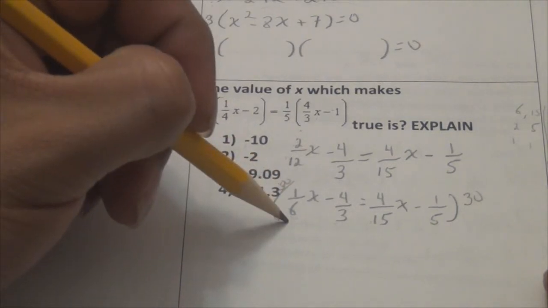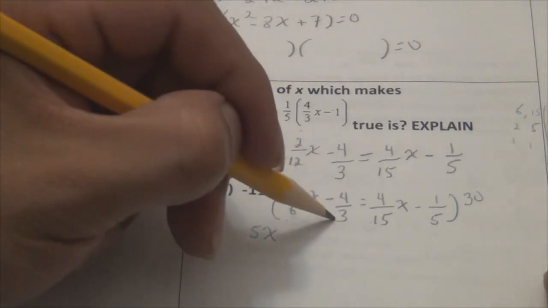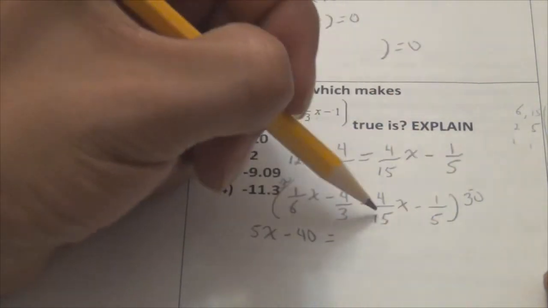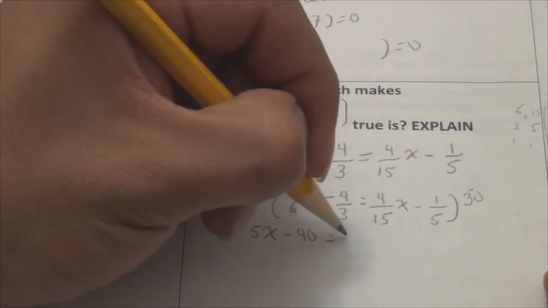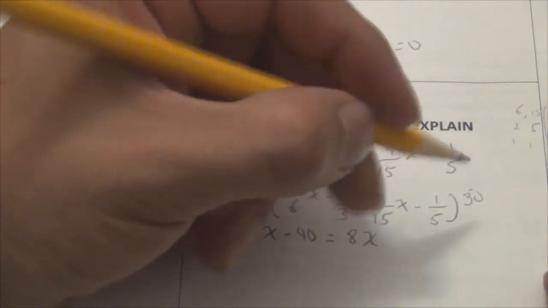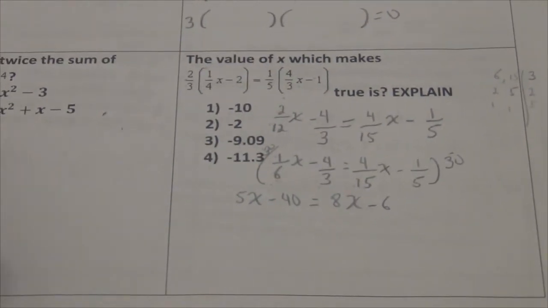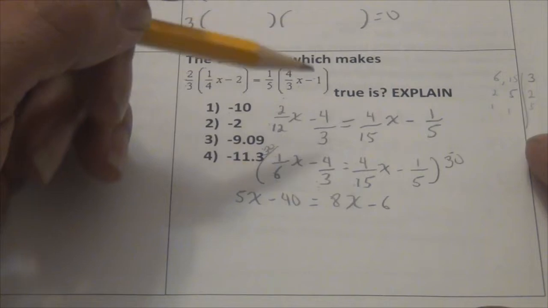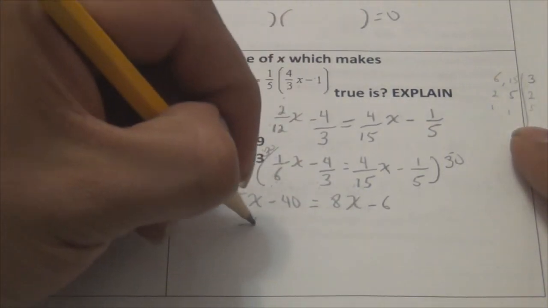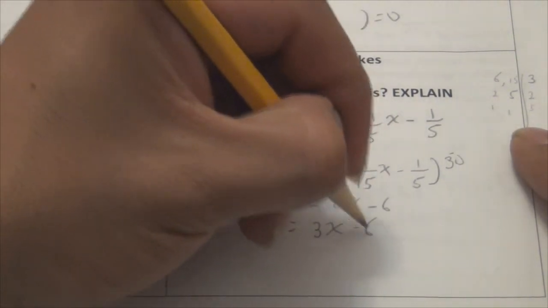30 divided by 6 is 5 times 1 is 5, so I get 5x. 30 divided by 3 is 10 times 4, 40, so this is 40 equals 30 divided by 15 is 2 times 4 is 8x. 30 divided by 5 is 6 times 1 is 6, and now I got a nice juicy equation. And now I have no more fractions, variables on both sides. Yes, so I'm gonna subtract 5x from both sides. So I end up with negative 40 equals 3x because I subtracted 5x from both sides.